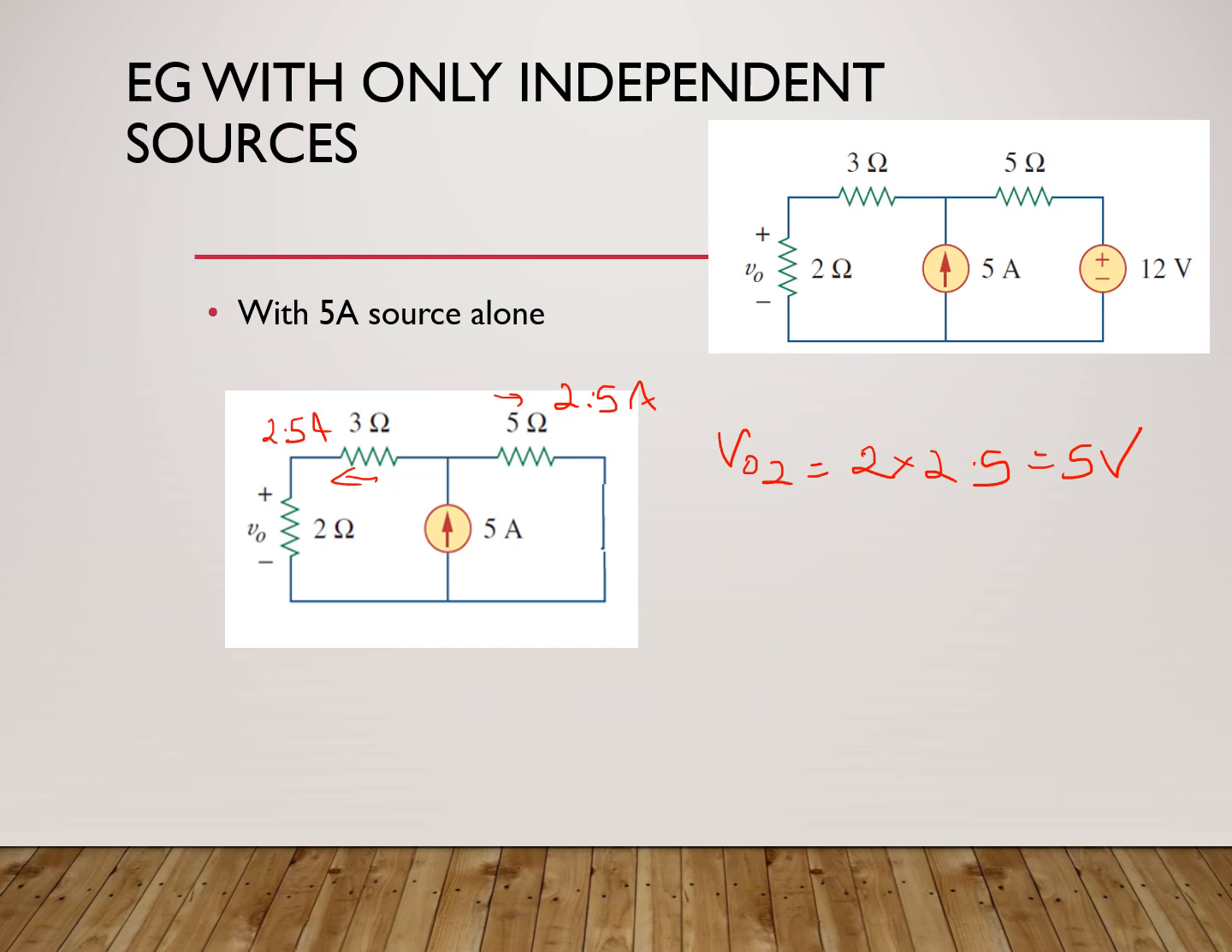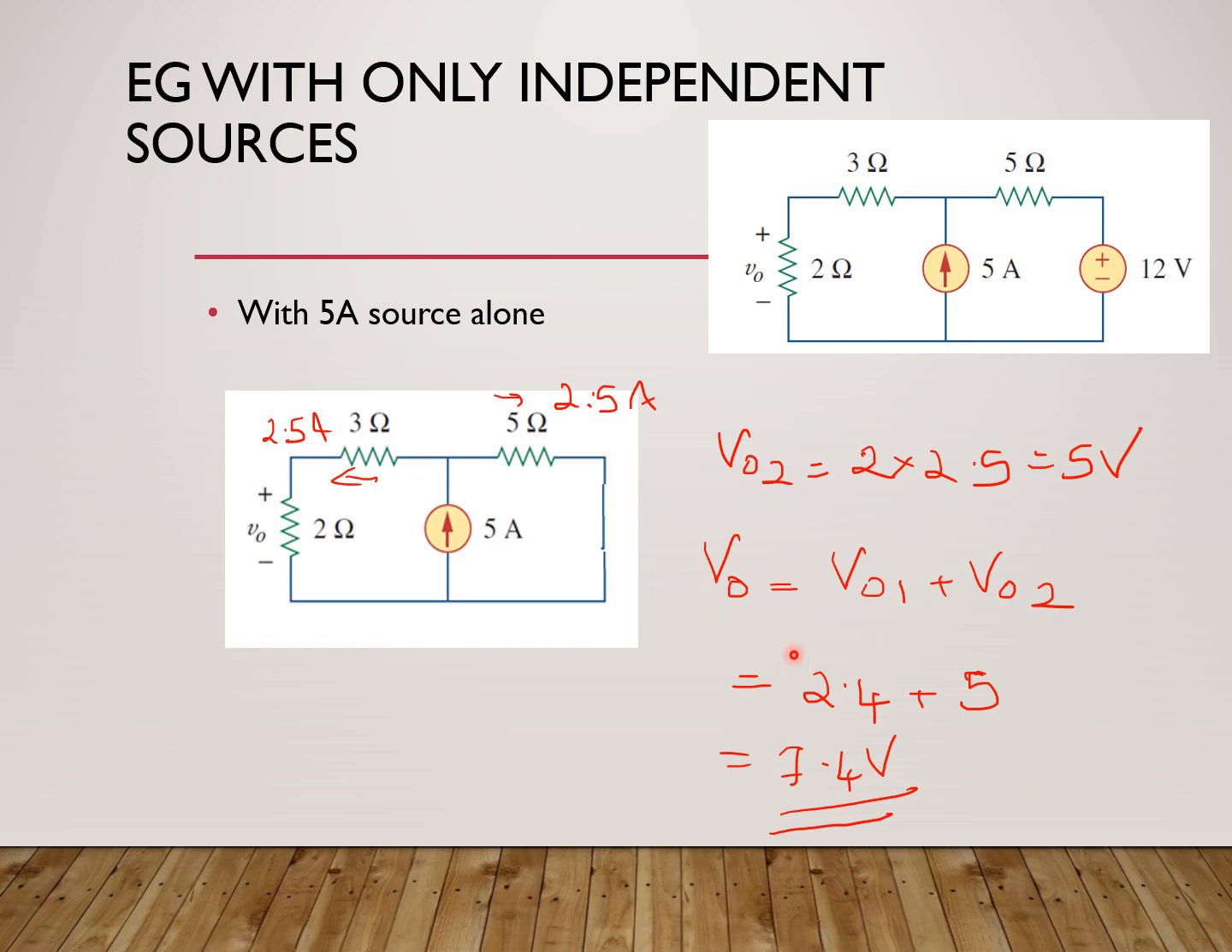So your VO2 is 5 volt, and your overall VO is VO1 plus VO2. In the first case, we got 2.4 volt with the 12 volt source acting. Now with the 5 ampere source acting, we have 5 volt. So the effective voltage is 7.4 volt. This is how we have done it, considering the sources individually: 12 volt source first, then 5 ampere source, then add the contribution of both to get the answer, right? This is the case with independent sources.